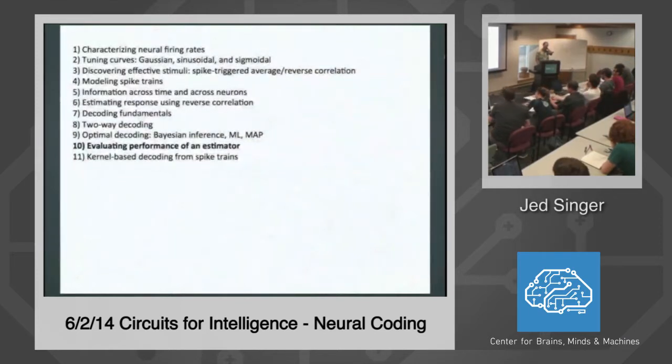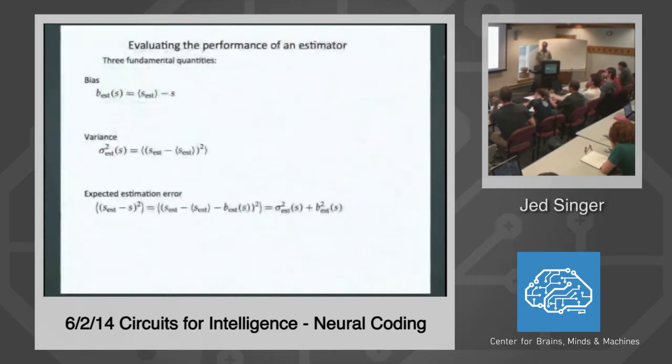So, say you've come up with an estimator that you like. You want to know how well it's doing. Let's talk a little bit about how we can evaluate an estimator. There are three fundamental qualities in evaluating an estimator. One is bias. Bias is a measure of, over repeated trials for a given stimulus, how different the expected value of your estimator is from the actual stimulus value.